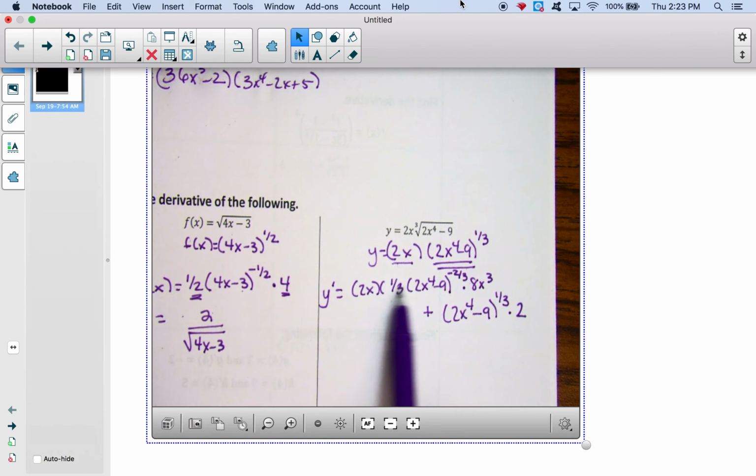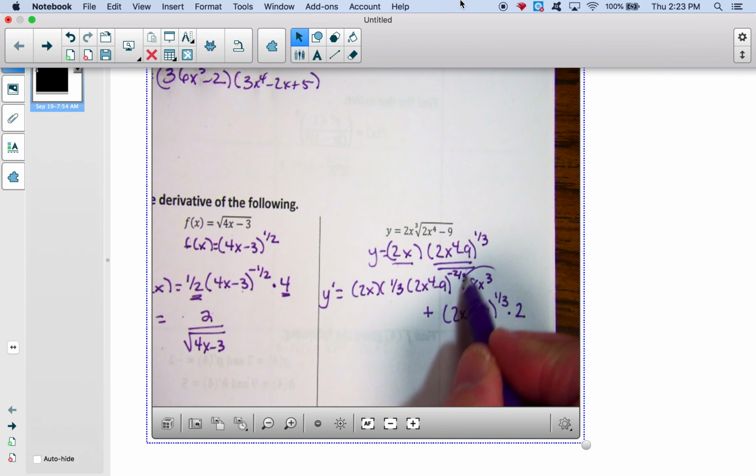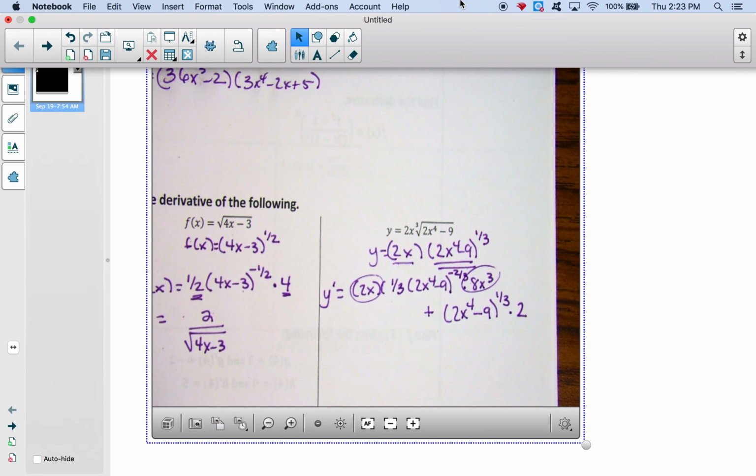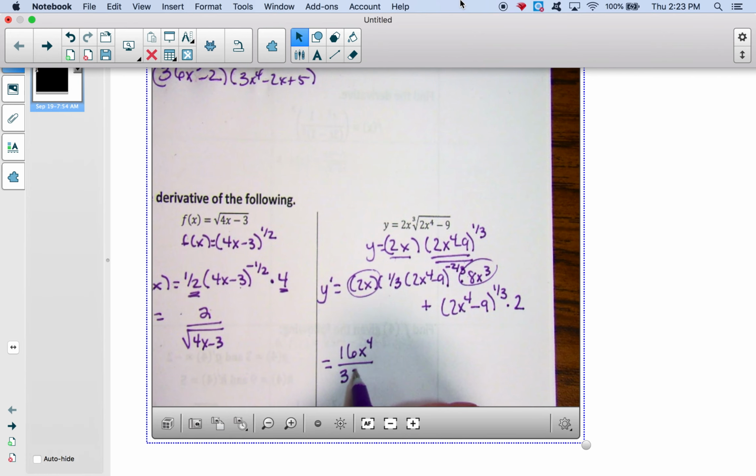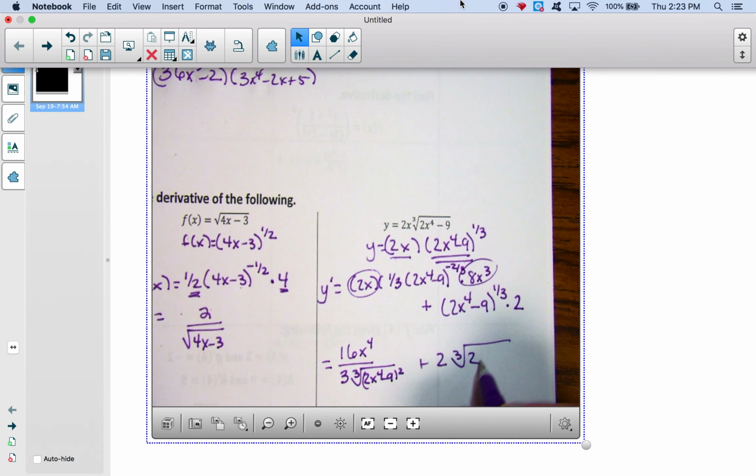So this one, well, I can combine these two out here. They're not raised to any powers. So that's 16x to the 4th. 1/3, I can put the 3 on the bottom. This is the third root of 2x to the 4th minus 9, all that squared, plus 2 times the third root of 2x to the 4th minus 9.